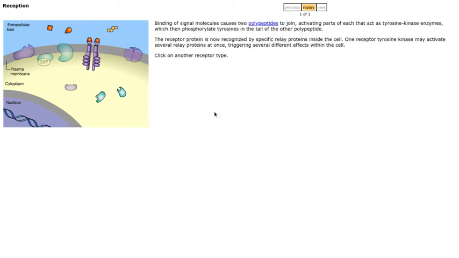Binding of signal molecules causes 2 polypeptides to join, activating parts of each that act as tyrosine kinase enzymes, which then phosphorylate tyrosines in the tail of the other polypeptide. The receptor protein is now recognized by specific relay proteins inside the cell. One tyrosine kinase receptor may activate several relay proteins at once, triggering several different effects within the cell. Click on another receptor type.